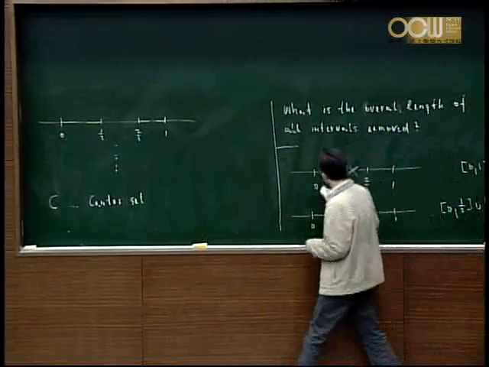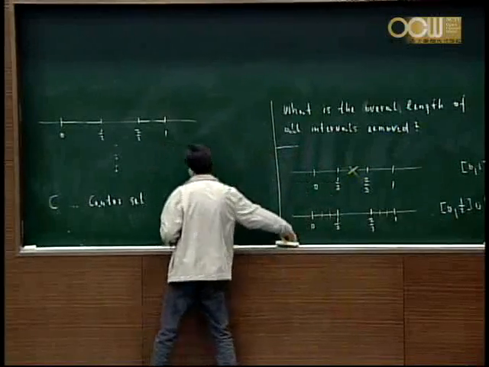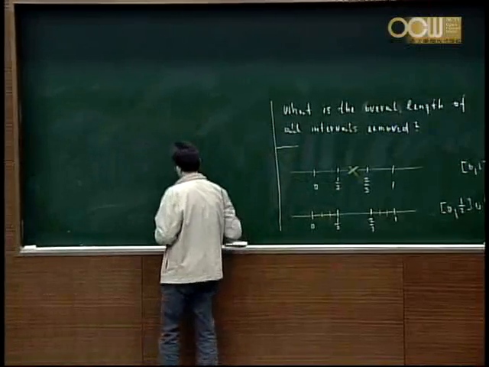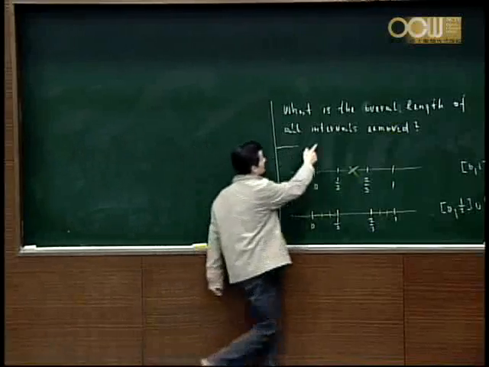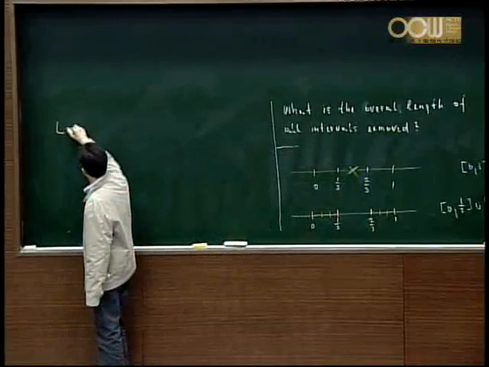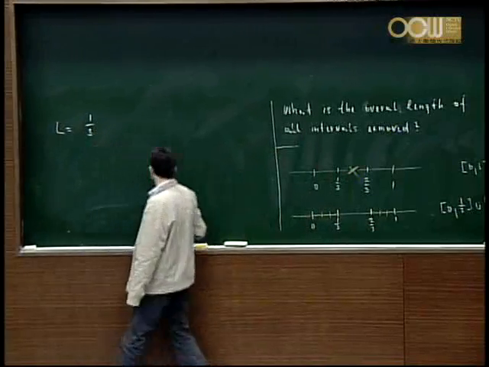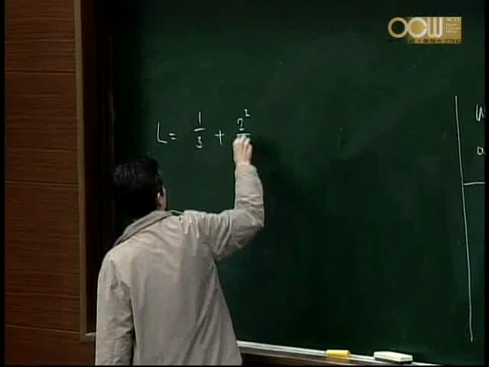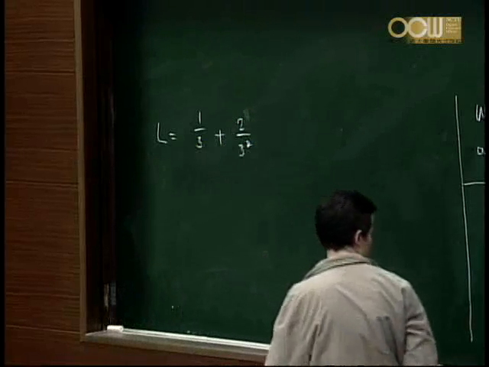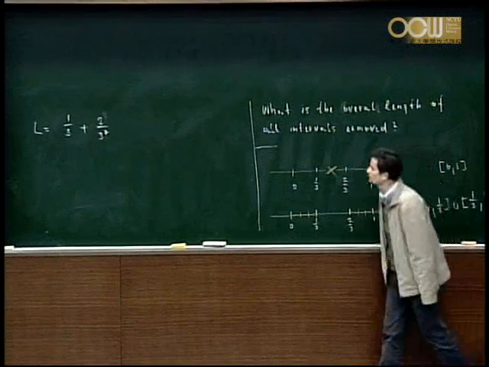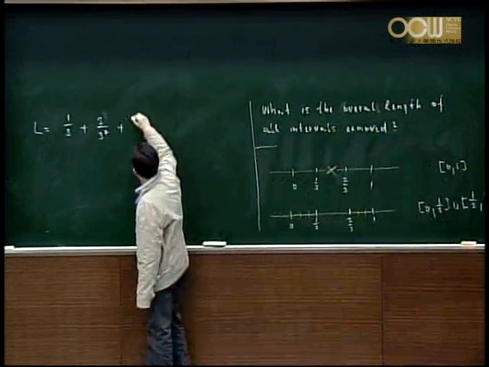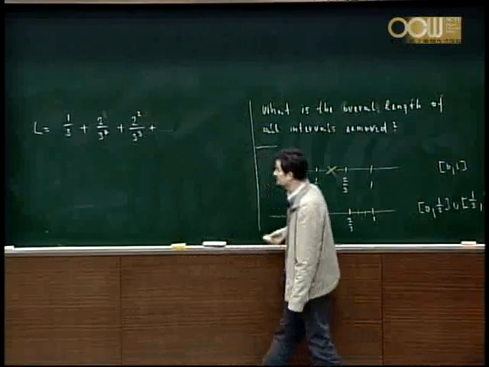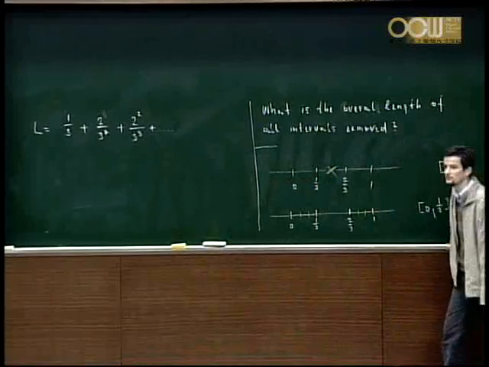So what I have to compute here is the overall length. In the first step, I have 1 over 3 for this interval here. In the second step, I have 2 over 3 squared, because I have 2 intervals of length 1 over 3 squared, and then I go on like this. In the third step, I have 2 squared over 3 to the 3, plus and so on. And you see, what I get here is exactly the same series which I have considered before.